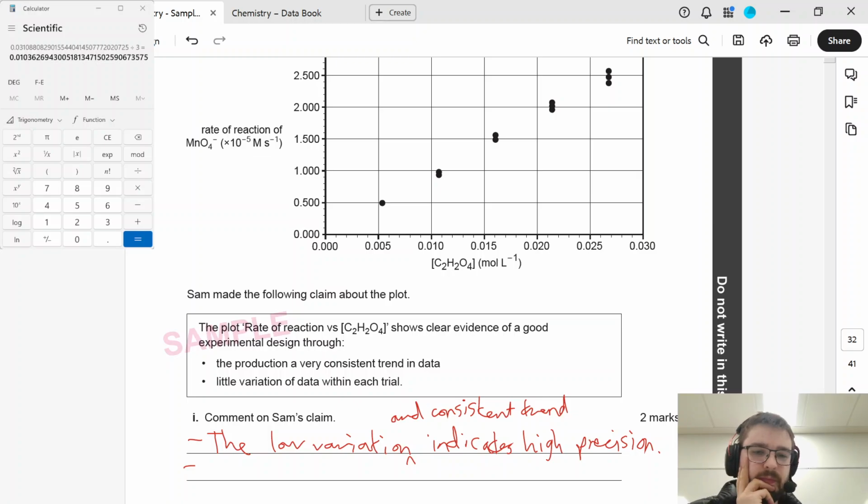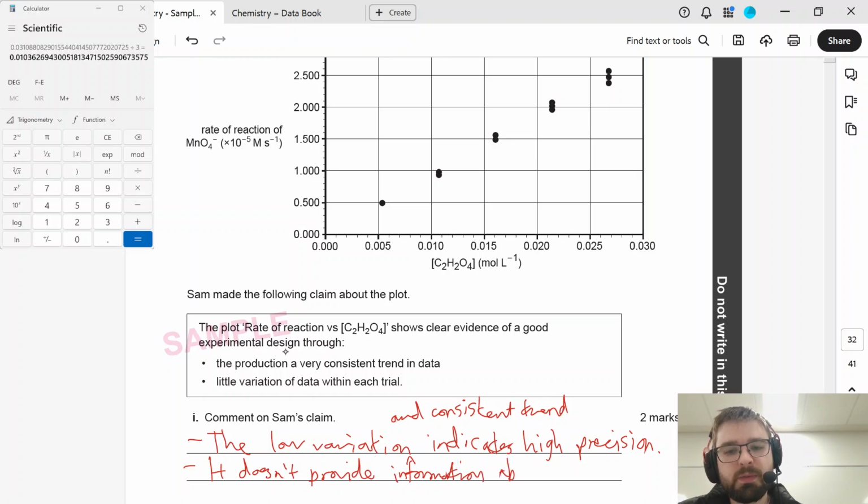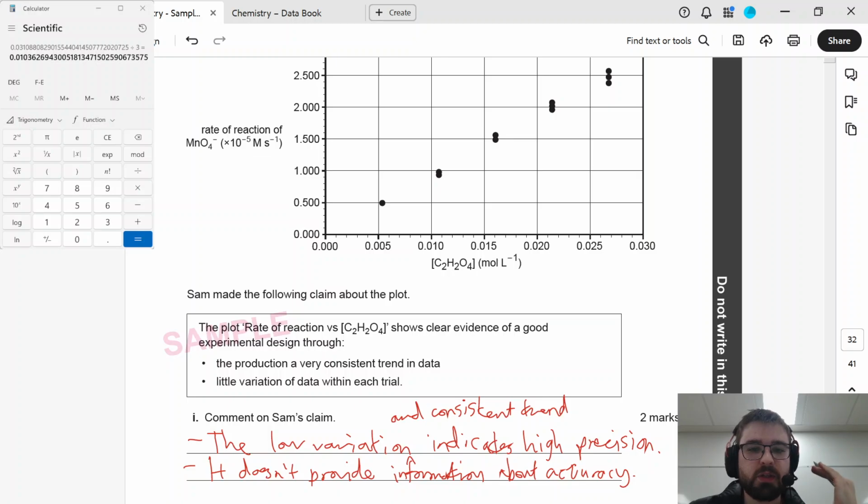I don't know. Seems okay. I normally say something like it doesn't provide information about the accuracy. Now that might be enough to get a mark. Honestly, I don't think that's really the point of the experiment, in the sense that the true value doesn't really matter here. The point is just what the trend is in terms of his actual research. Now I'm trying to figure out whether there's 2 marks because there's 2 dot points there.